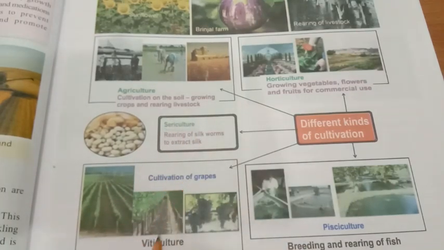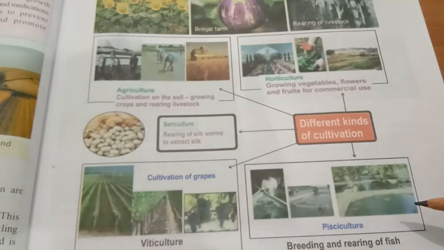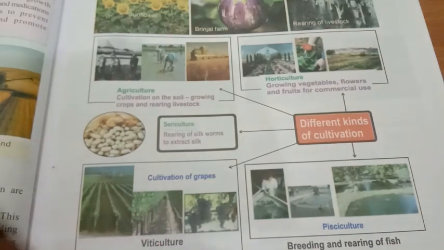Next is cultivation of grapes, called viticulture. So grape cultivation comes under viticulture. Now pisciculture is rearing or breeding of fish. Fish breeding is also called pisciculture. So these are the different kinds of cultivation.